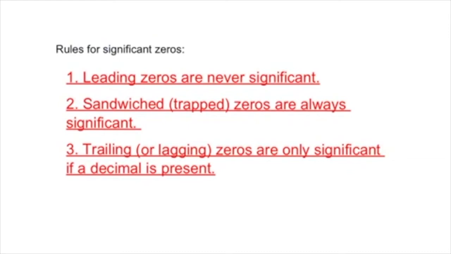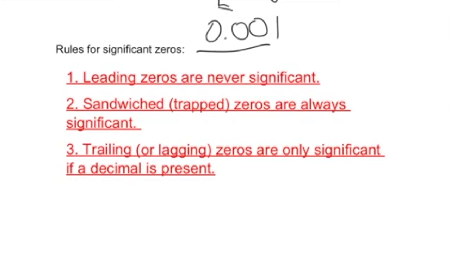Like I said earlier, there are 3 rules. The first rule says that leading zeros are never significant. When I say a leading zero, these are zeros that come before the very first non-zero number. So I'll say that again. Leading zeros are any zeros, whether it's 1 or 2 or a million, that come before the first thing that is not a zero. So all of these guys right here that I just underlined, those are leading zeros. They never, ever, ever count for significant figure purposes.